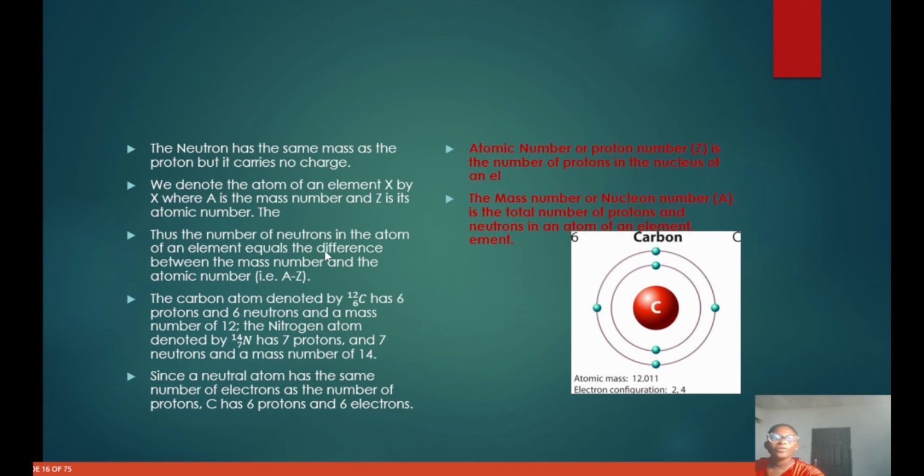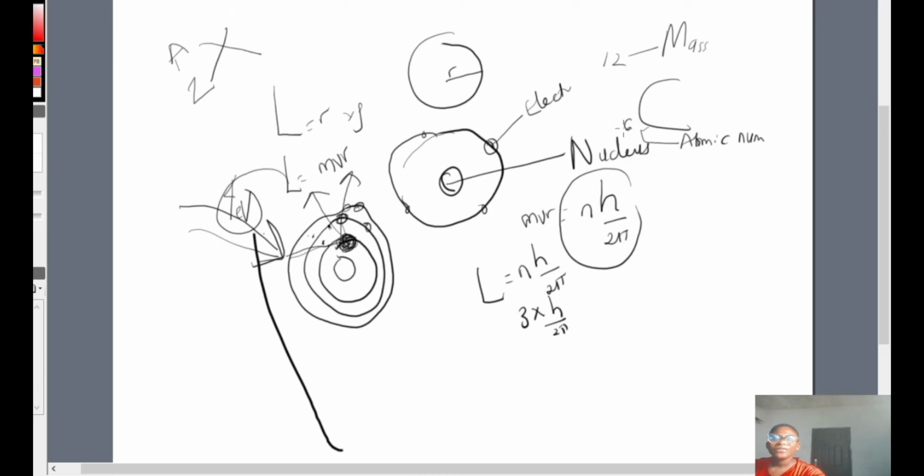So if we want to know the number of neutrons, we're just going to deduct the atomic number from the mass number. Like for carbon 12 that we saw the other time, if we want to know the neutron number now, it's just 12 minus 6, which is 6. So here, the neutron and the proton have the same value, because the mass number is 12 and the proton number is 6. So let's continue.